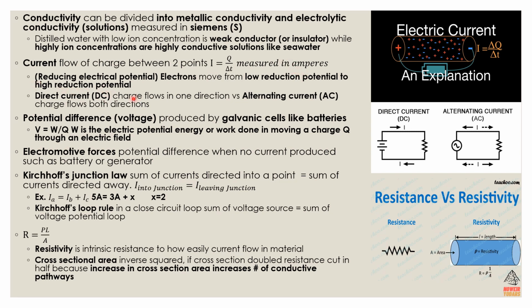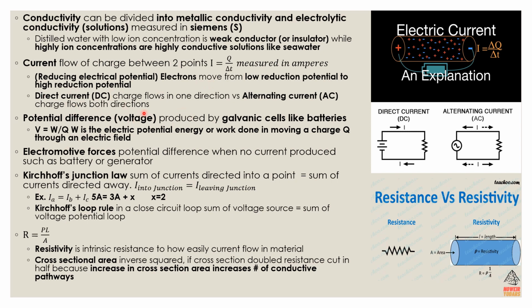Next, we have reduction potential, in which electrons move from low reduction potentials to high reduction potentials. So the direction of the flow of electrons is opposite to the direction of flow of the current. Reduction potential, also known as redox potential, is the measure of the tendency of a chemical species to gain electrons and undergo reduction. And you can see it commonly in the ETC, the electron transport chain, in which from complex 1 to complex 4 it goes from low reduction potential to high reduction potential.